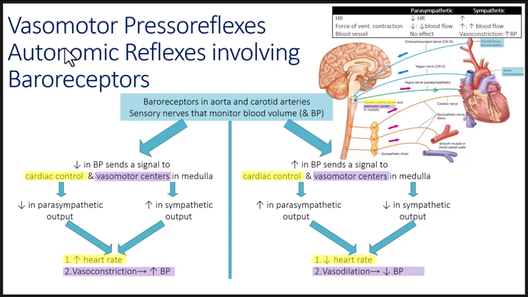These are autonomic reflexes, meaning they occur automatically throughout the body without our control. And they involve what are called baroreceptors.